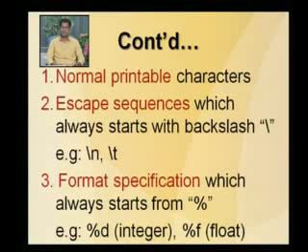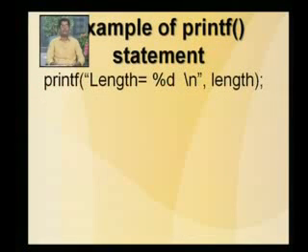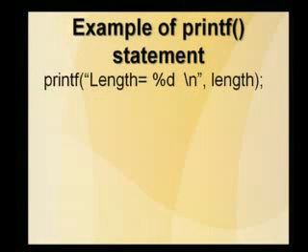Then escape sequences always start with the backslash character. So say for example \n and \t, as we know that \n is for the new line and \t is for the tab. And next is format specification, which always starts with modulus, %d for the integer, %f for the float. One simple example for the printf statement. Printf "length equals %d \n", then variable name length.